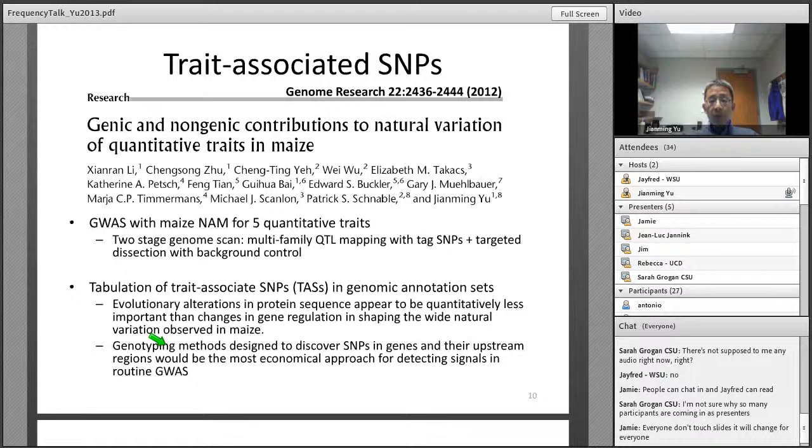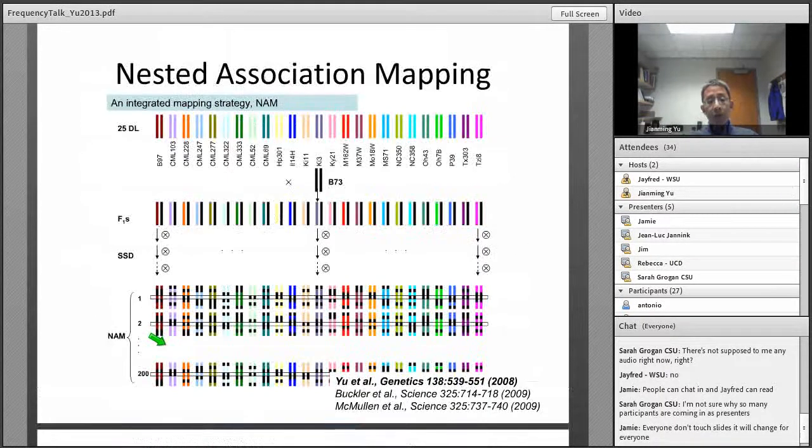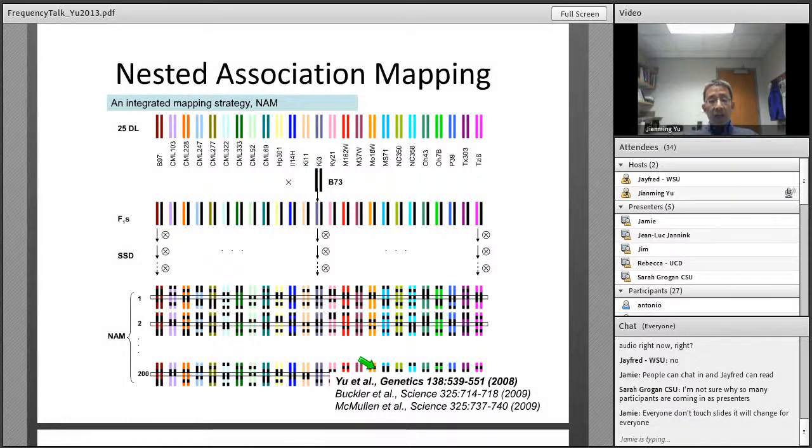The result of this study is a tabulation of trait-associated SNPs. These are the GWAS signals across the genome, partitioned into different genomic annotation sets, which I'll show you on the next slides. There are two conclusions. The first conclusion is that evolutionary alteration in protein sequence appears to be quantitatively less important than changes in gene regulation in shaping the wild natural variation observed in maize. In other words, we found gene expression differences are probably more prevalent in controlling QTLs than stop codons, deletions, and other mutations that can drastically change the protein sequence.